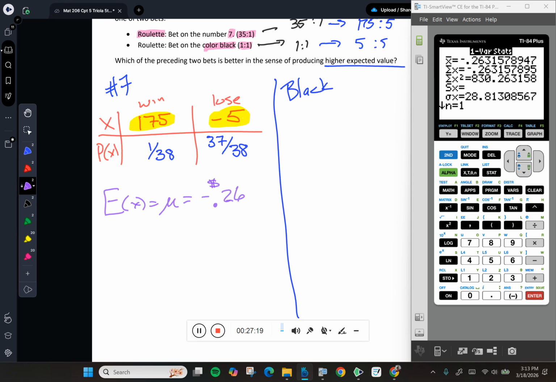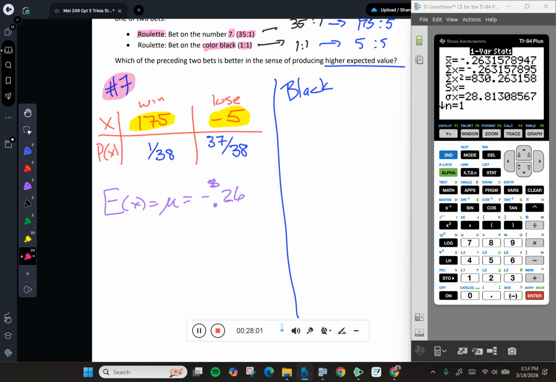What does that tell me? Well, that tells me that if I went to Vegas and I sat down at the roulette table and I just kept plunking down $5 a pop on that number 7 and played this game again and again and again, many times, that on average, I would lose 26 cents. Now, I know at least one person is thinking, hey, you can't lose 26 cents. You either win $175 or you lose $5. Right. On one spin of the wheel, I can't lose 26 cents.